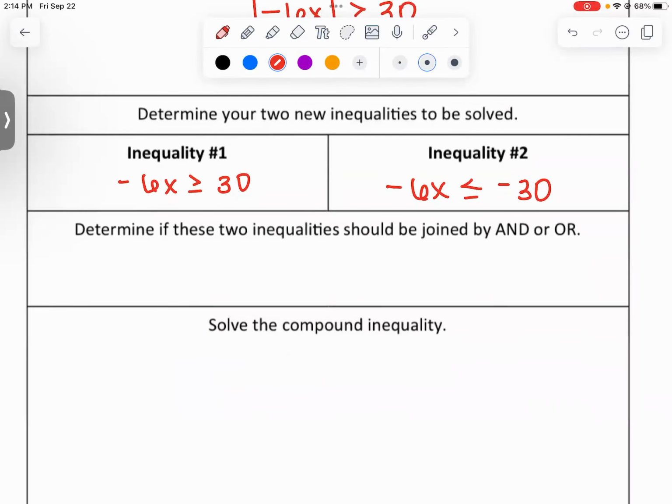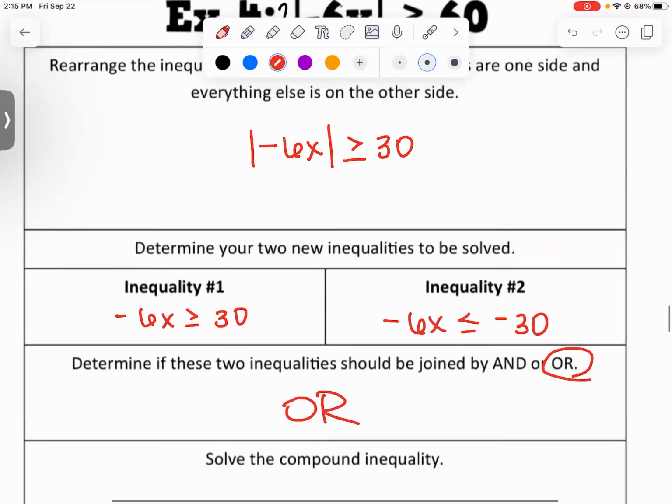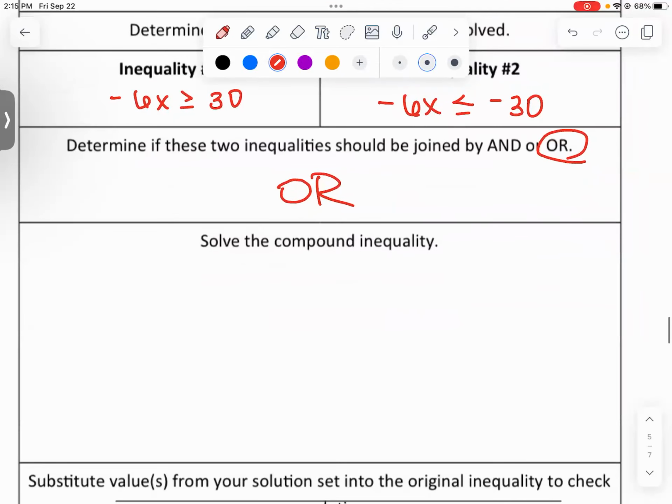Okay, please vote. One finger for and, 2 fingers for or. 1 for and, 2 for or. What does 3 mean? Okay. This is a great or then. So we're going to have an or statement.